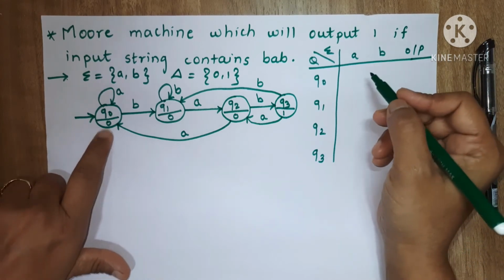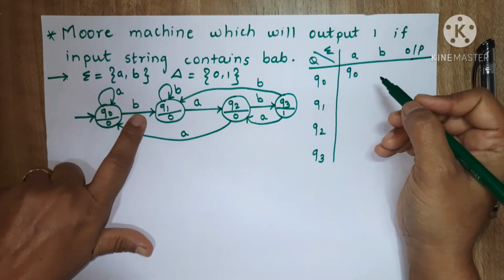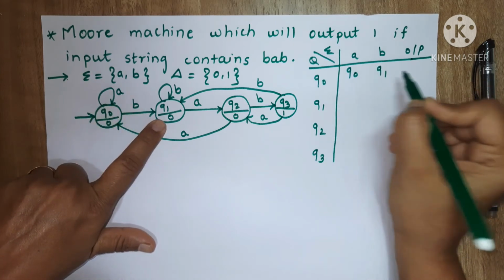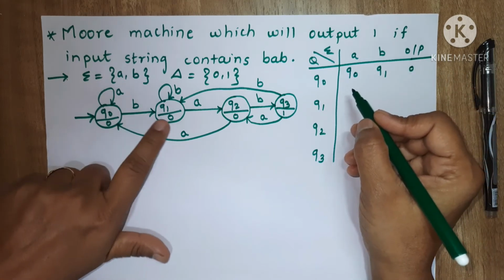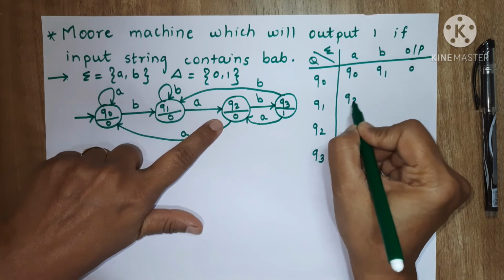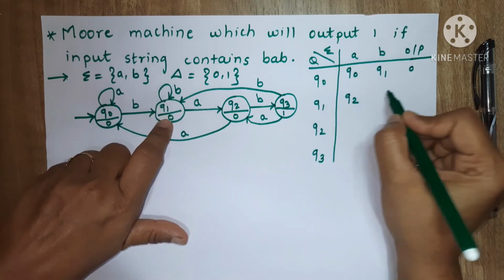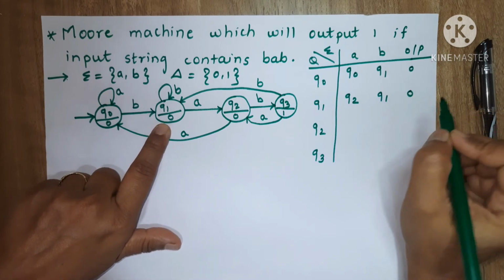So Q0 on A, where is it going? It is going to Q0 only. Q0 on B, it is going to Q1, and the output associated with Q0 is 0. Now Q1 on A, it is going to Q2 state, and Q1 on B, it is remaining in Q1 state, and the output associated with Q1 is 0.